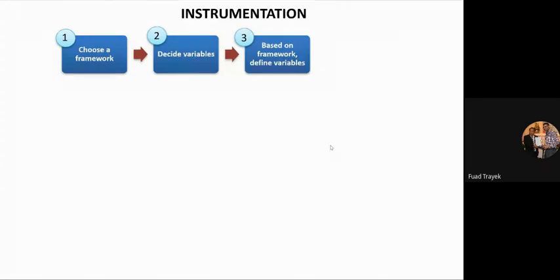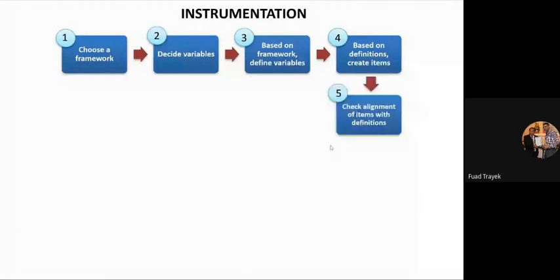Once you decide and define your variables, you go to the next stage where you can start creating the items based on the definition. Based on the definition itself, you can start creating the questions, or what we call items, to measure this variable. Once you create the questions or items, you have to check whether they are aligned with the definition of the variable. The items or questions you have created must be aligned with the definition.